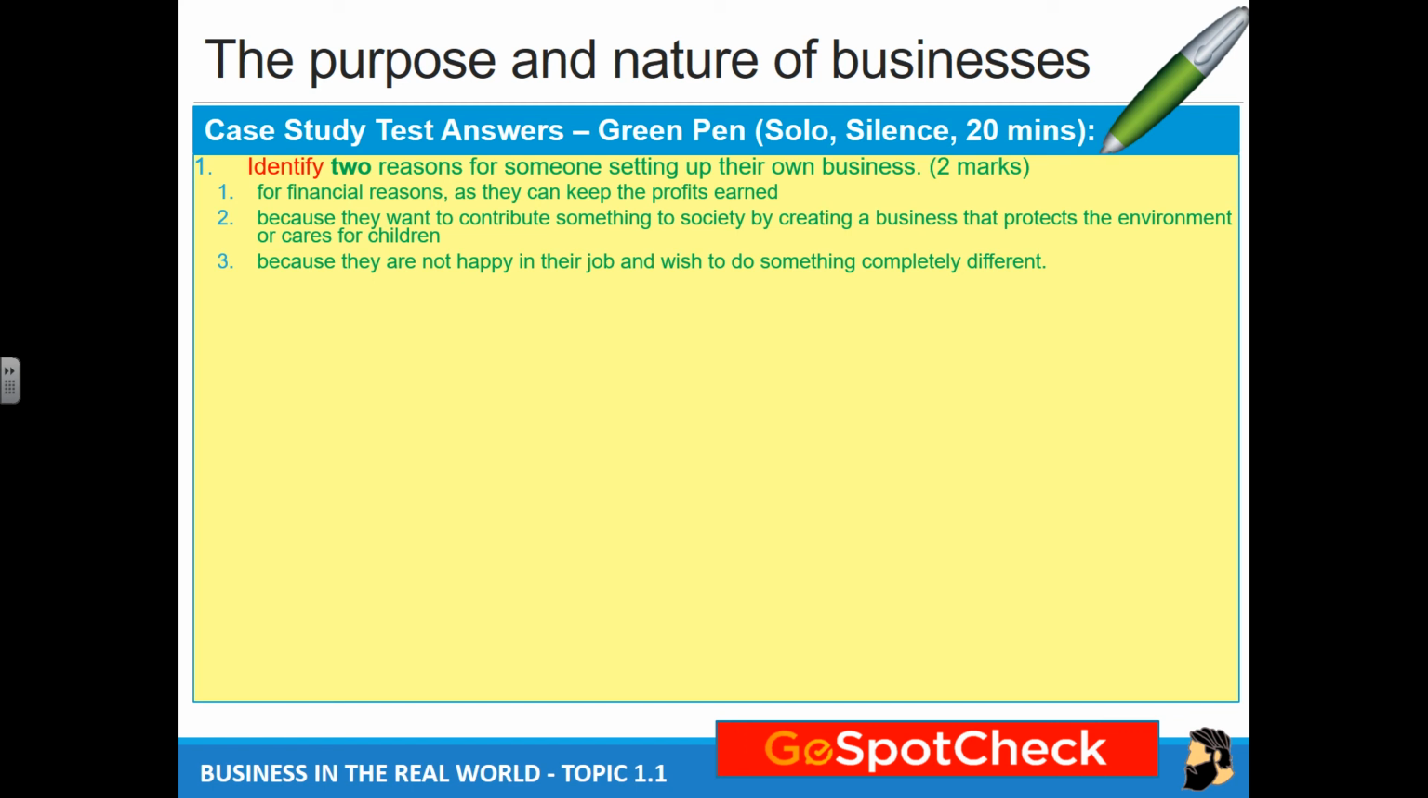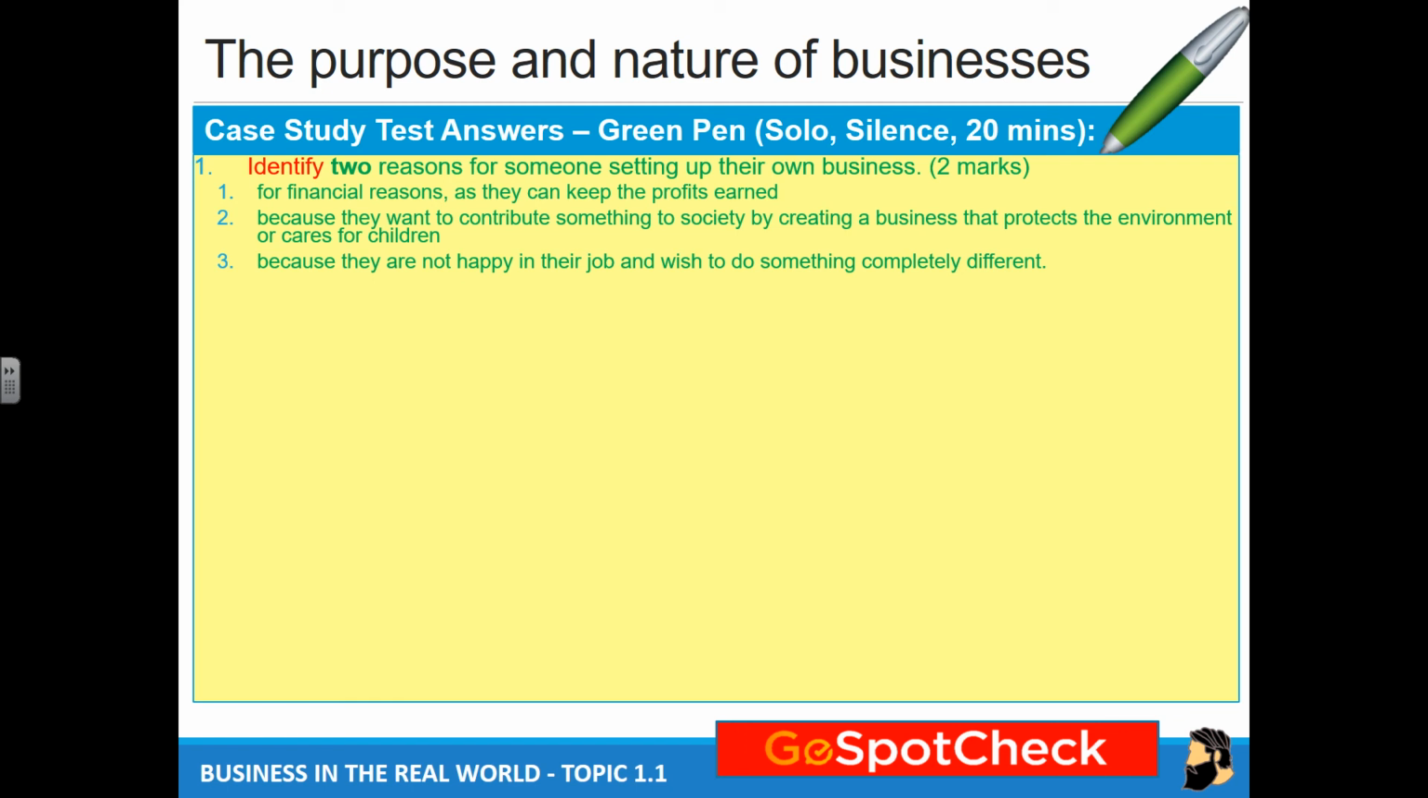Simple. Number 2, because they want to contribute something to society by creating a business that protects the environment or cares for children. So some people start their own business because they see a problem. They think, okay, you know what, this neighborhood isn't doing well, or there's this issue with this technology, this particular product or market that they think they could do better. Okay, so they do it because they want to make a difference, and they make something great out of it at the end as a result.